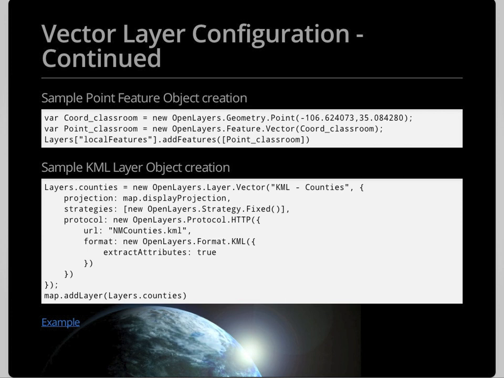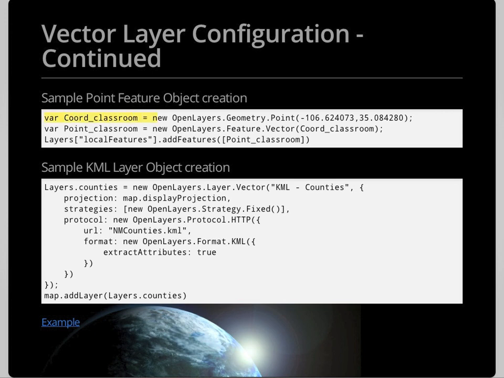If we look at some examples of creating first a new very simple point feature object and then a KML layer object, we can see what some of these options look like when you're actually creating a layer. So when you're creating a point feature or another essentially geometry feature, it typically consists of 3 steps.